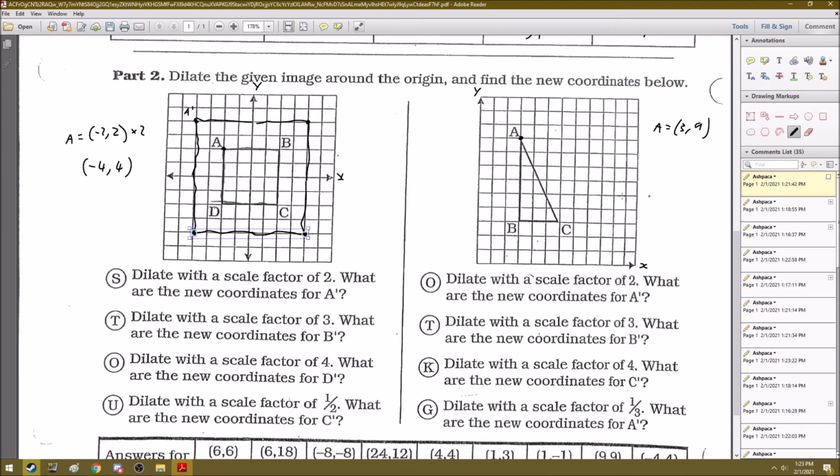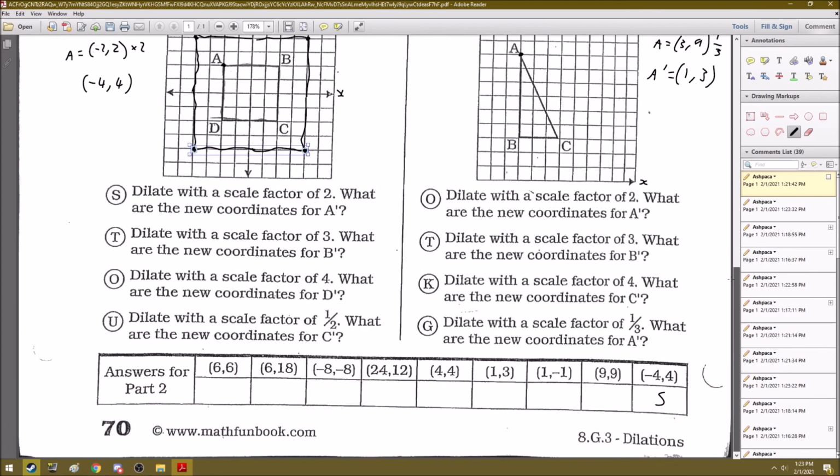And then when we dilate it by 1/3, we're going to multiply each of the coordinates by that scale factor, which is just dividing by 3. So A prime is going to equal 3 divided by 3, which is 1, and 9 divided by 3, which is 3. So A prime equals 1, 3, so it would end up right here if it was to shrink. And if we were to go down here, we can find 1, 3 and write in the letter G, because that was the letter that we were doing.